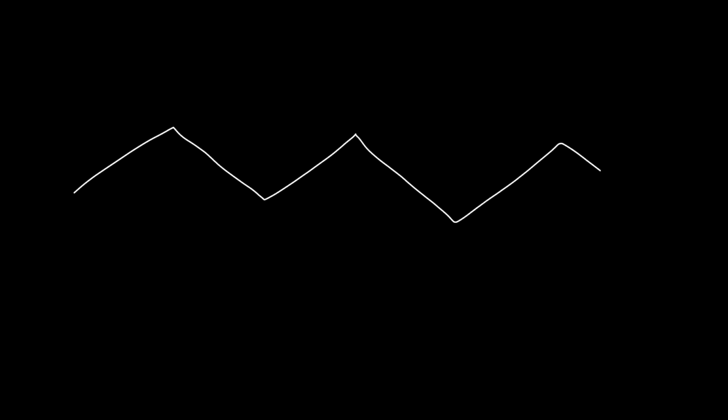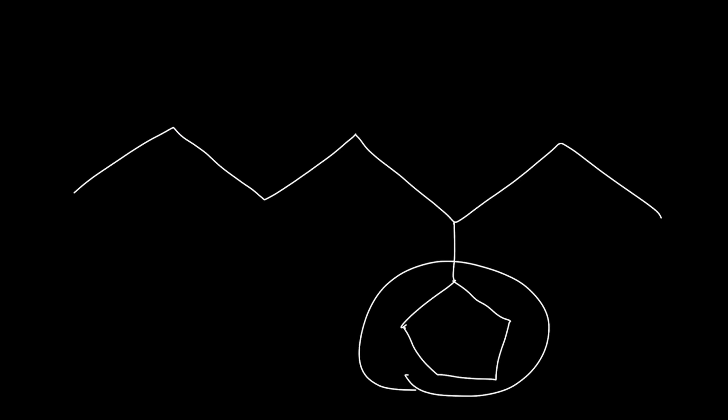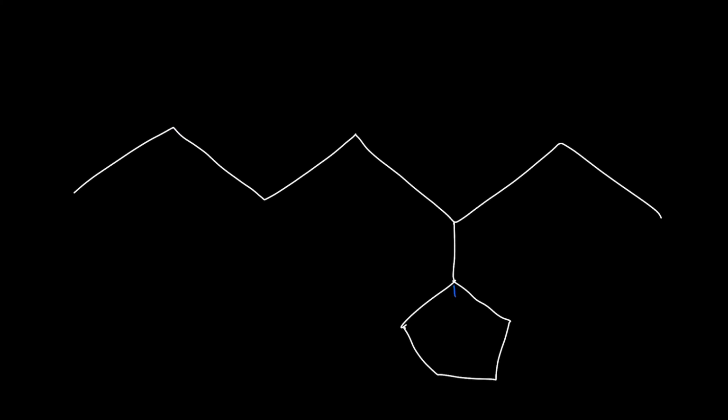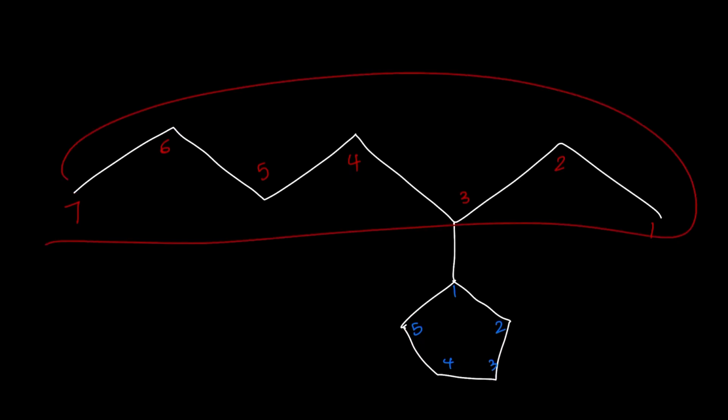Now, let's say we have a chain like this, and then we have this ring. How are we going to name this one? You may think that we're just going to go with the ring as the parent chain, but we're actually going to go with the carbon chain. The reason is because the ring has 5 carbons, and this straight chain alkane, when you count it, has 7 carbons, and 7 is higher than 5. So that's the one that we're going to use as the parent chain name.